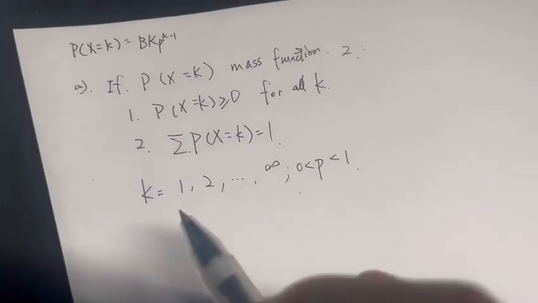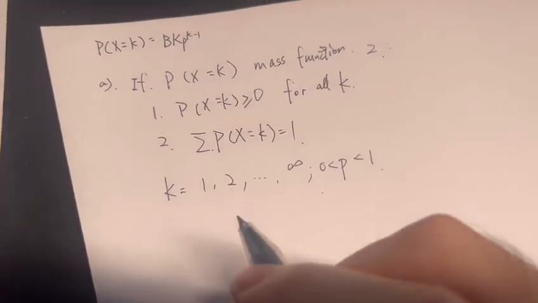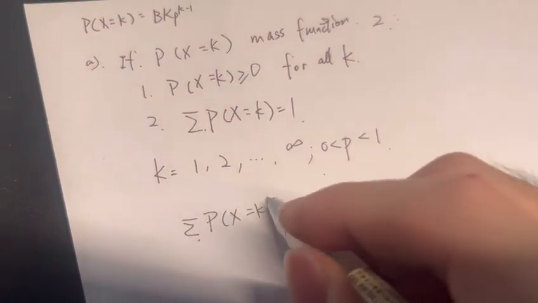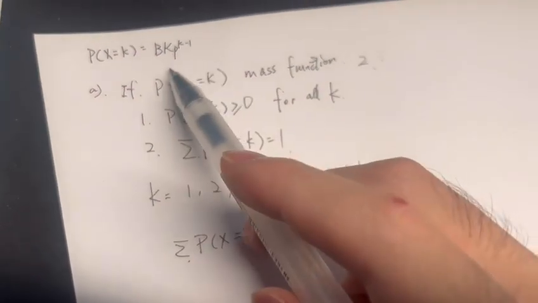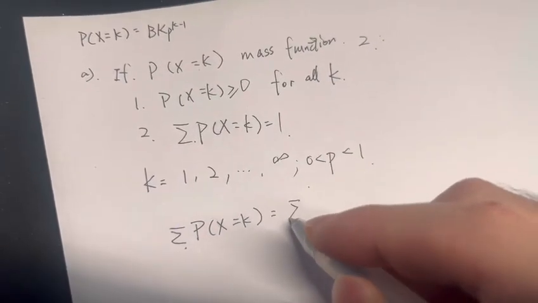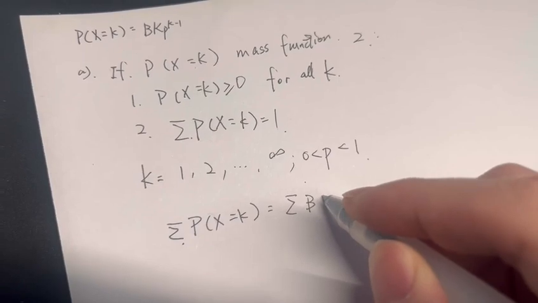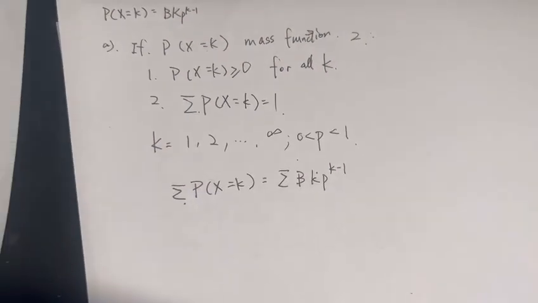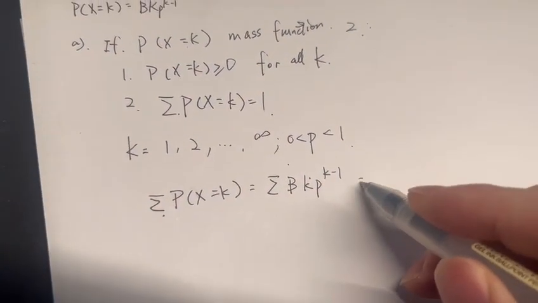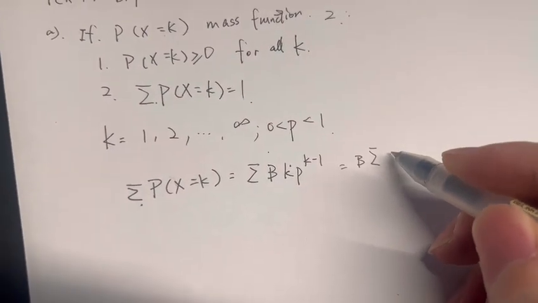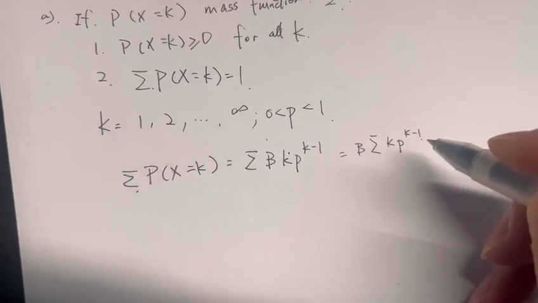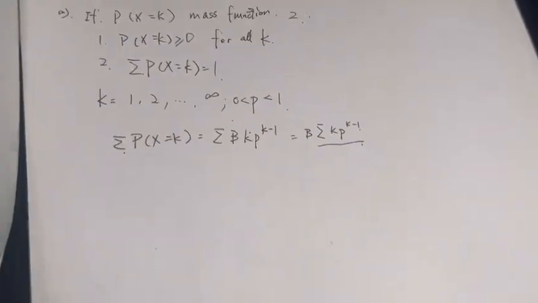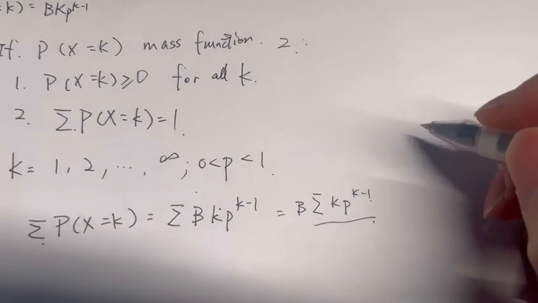Then to prove the second condition, we can write the summation of the probability of X equals k. We're going to put this equation into this, so it becomes b times k times p to the power of k minus 1. Since b is a constant, we can move the b forward, so it becomes like this. So how to find this part? We're going to use a formula.